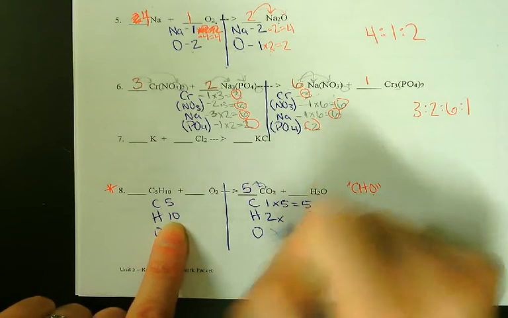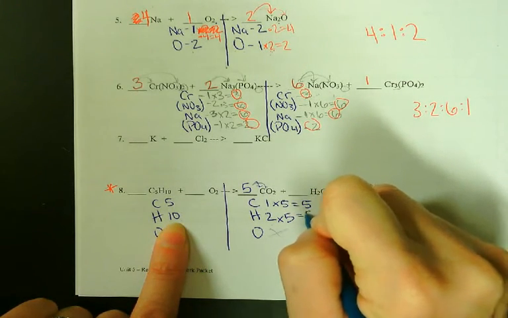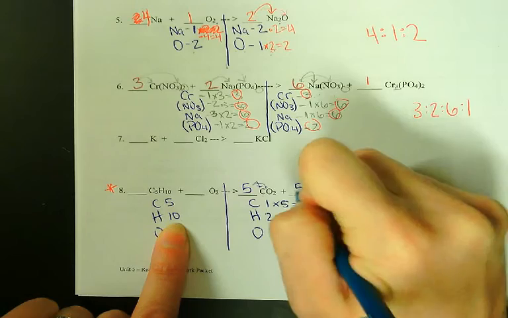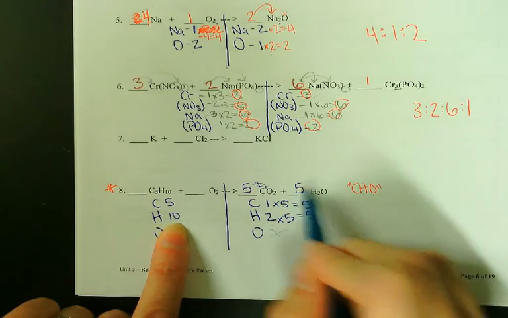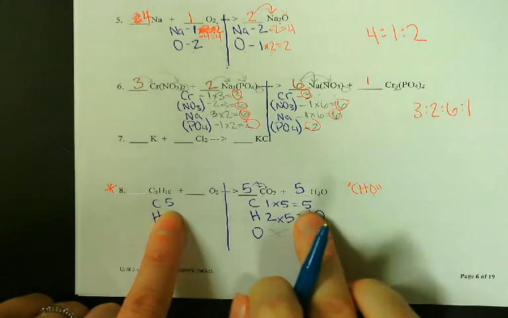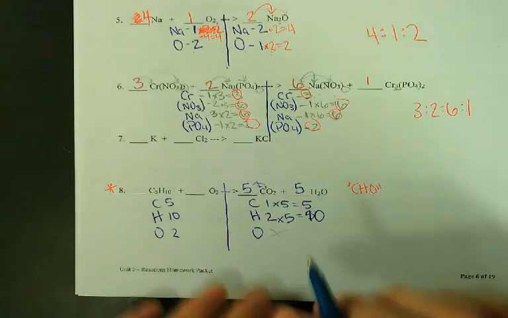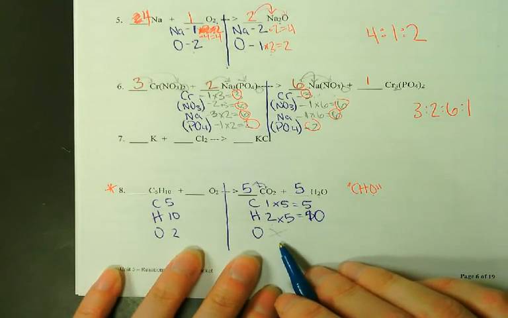H2O, to make the 2 into a 10 like my reactant side, multiply it by 5 as well. Okay. Now I've got 2 times 5, 10 hydrogen. So my carbons are balanced, my hydrogens are balanced. Excuse me. Now I'm going to balance my oxygens no matter what.